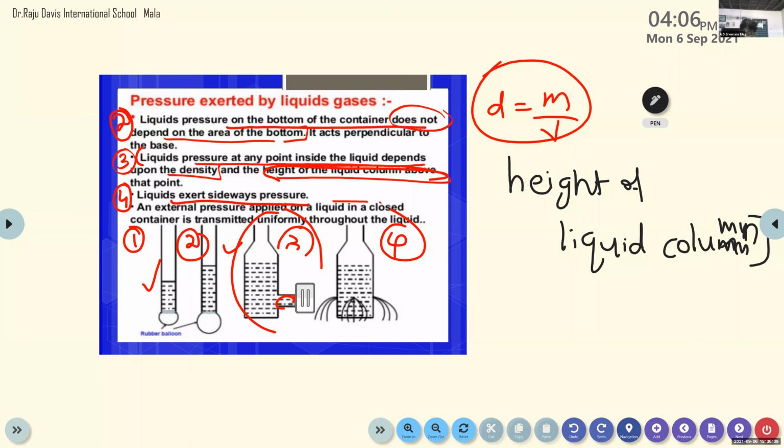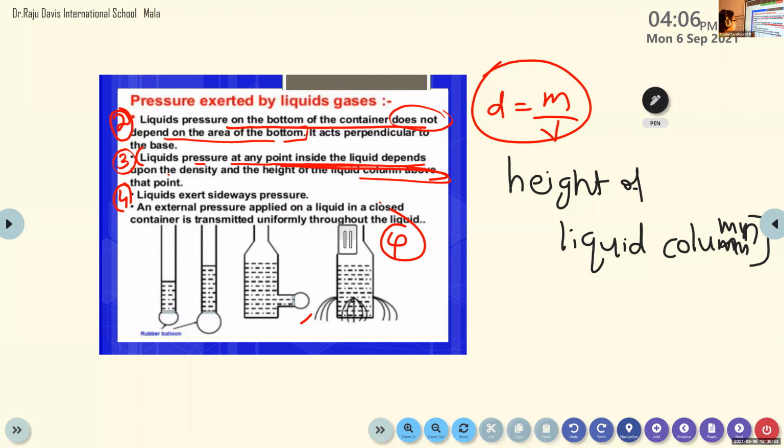So this picture shows that liquid exerts pressure sideways also. The balloon was sideways, so it exerts the pressure sideways. Now go to the fourth point. That is the example for the fifth one. The fourth picture is what we are showing. Fifth point: an external pressure applied on a liquid in a closed container is transmitted uniformly throughout the liquid.